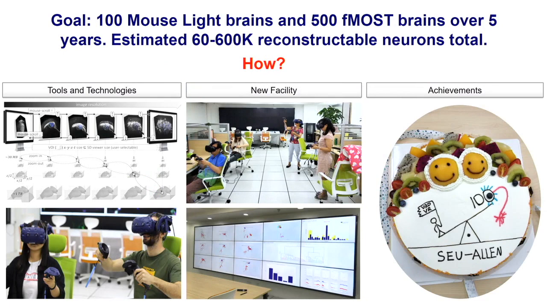Hello everyone, my name is Zhi Zhou from the Computational Neuroanatomy Group. One of the goals in this project is to reconstruct 60,000 neurons from 600 whole mouse brains over the next 5 years. How can we really achieve this goal? In my talk, I am going to introduce our tools and technology, and our new facility. At the end, I will also give some updates about our achievements so far.